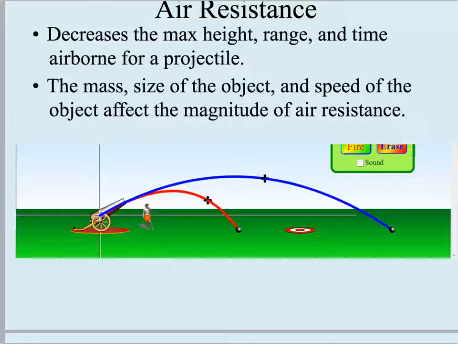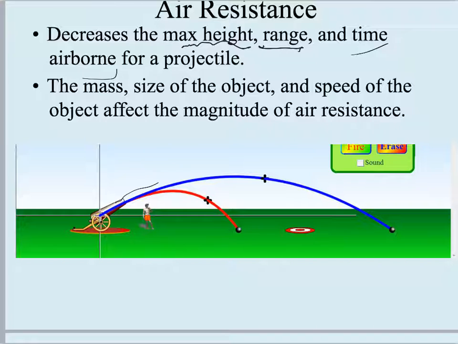If we talk about air resistance, if we include it, it's kind of a common sense idea how it would affect the motion. If you think about a projectile having to travel through a bunch of air molecules, those air molecules are going to impede its progress. So if we include air resistance in our math, we would see a decrease in the max height, a decrease in the range, and a decrease in the time airborne.